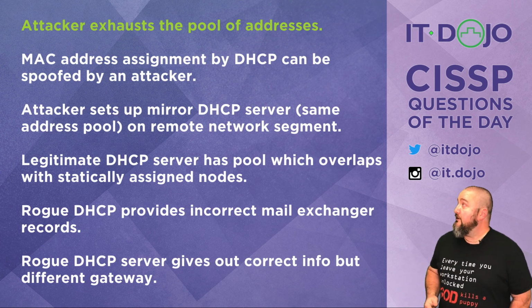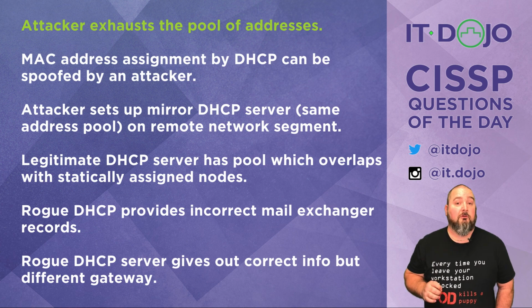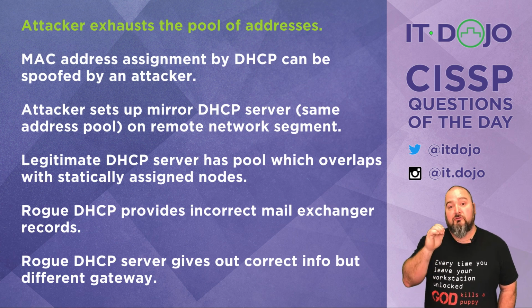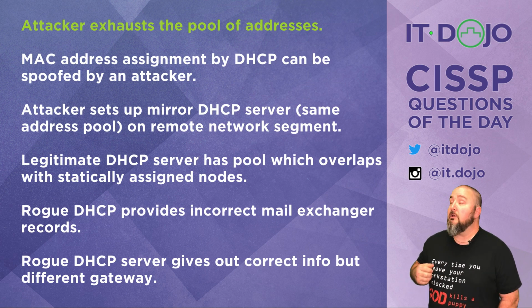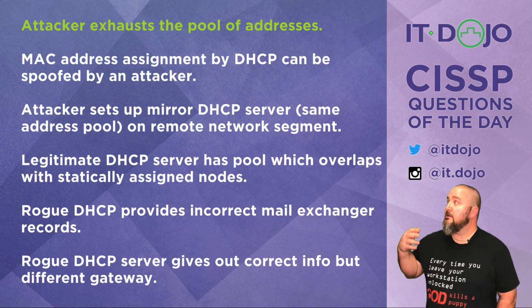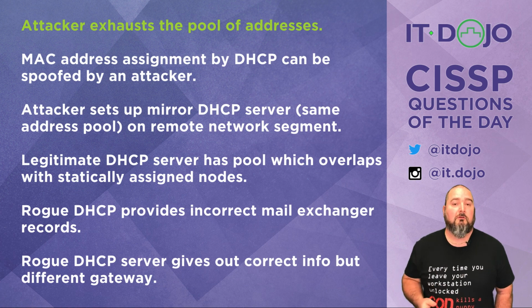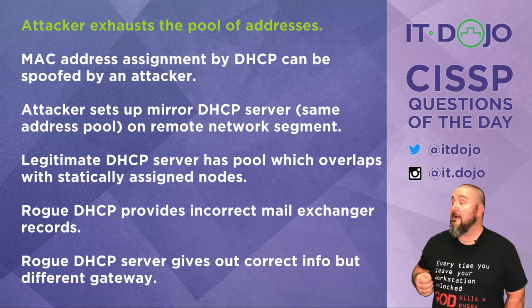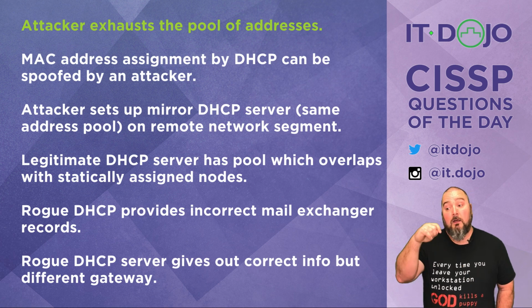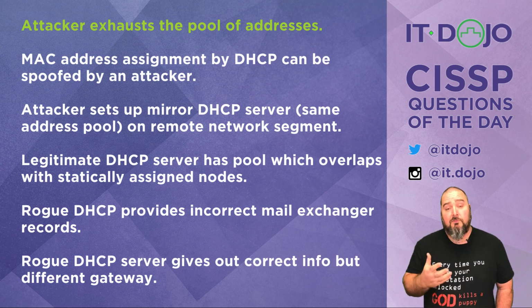All right, next one says that you've got an attacker who sets up a DHCP server, a rogue DHCP server, and configures that DHCP server to use the same address pool, the same range of addresses as your legitimate DHCP server, and puts it on a remote network segment. No. When he puts that rogue DHCP server on a remote network segment, it's not going to do anything to this local network segment. So if an attacker were to be able to get a DHCP server onto the local segment and configure the same pool, or really any pool, then that could become problematic.